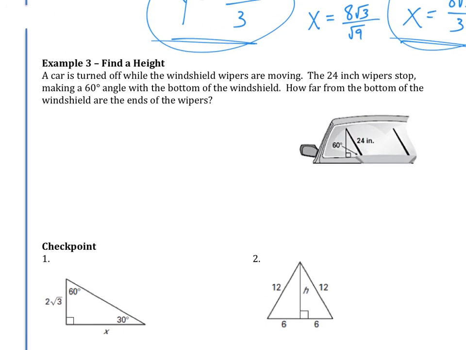Okay, example 3. A car is turned off while the windshield wipers are moving. The 24-inch wipers stop, making a 60-degree angle with the bottom of the windshield. Sorry for the sound again. How far from the bottom of the windshield are the ends of the wipers? So what we're looking for is how far from the bottom of the windshield. So we're looking for this value right here. So we look at this triangle.